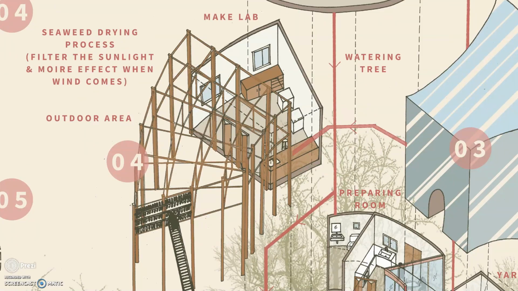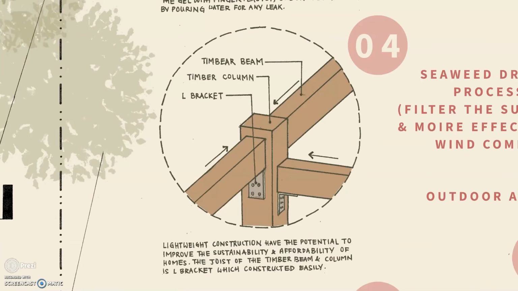The timber structure uses lightweight construction because it has the potential to improve the sustainability and affordability of homes. The joint of the timber beams and columns is an L bracket, which is constructed easily.